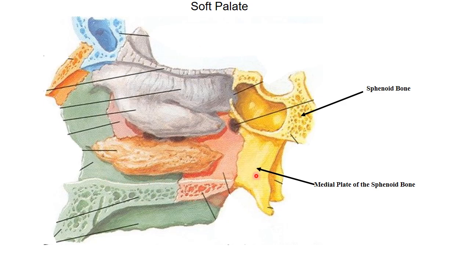That makes this one closer to the midline than this one. That's the medial plate right there, so the medial plate of the pterygoid process of the sphenoid bone. And then right here, there's this little hook-like projection coming off it called the hamulus. So this is the hamulus of the medial plate of the pterygoid process of the sphenoid bone.